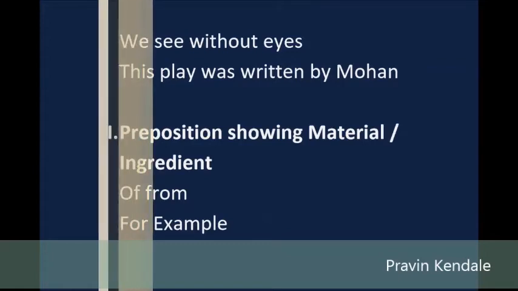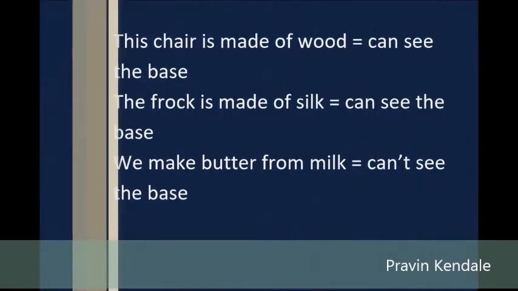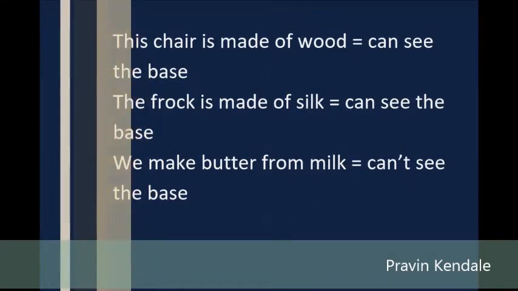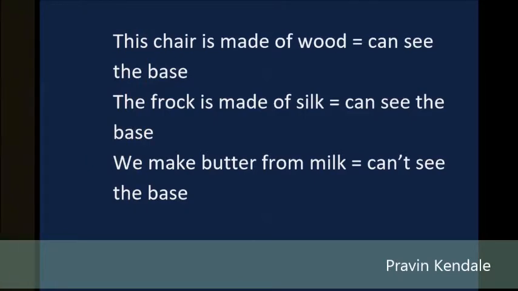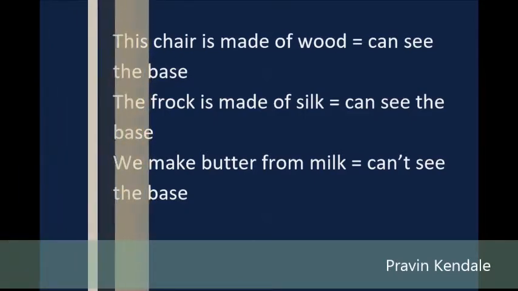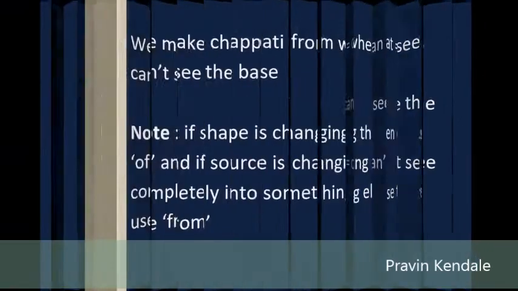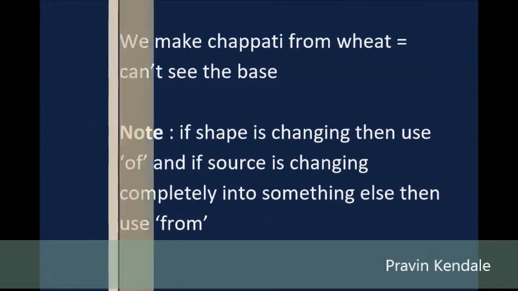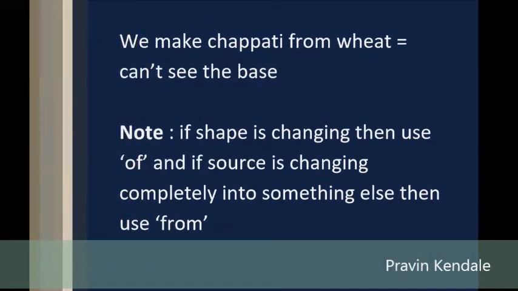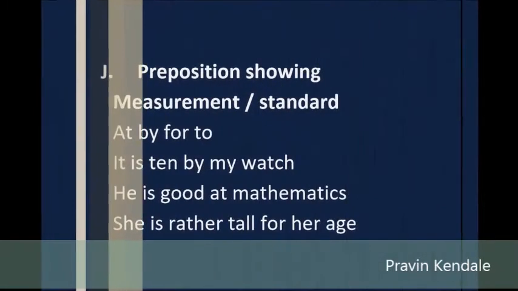I. Preposition showing material or ingredient: of, from. For example, this chair is made of wood; we can see the base. The frock is made of silk; we can see the base. We make butter from milk; we can't see the base. We make chapati from wheat; we can't see the base. Note: if the shape is changing, then use of, and if the source is changing completely into something else, then use from.